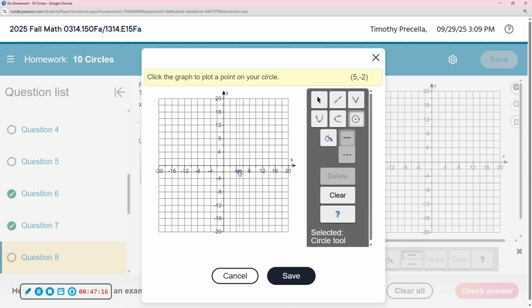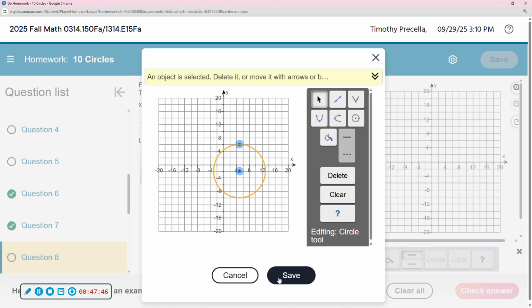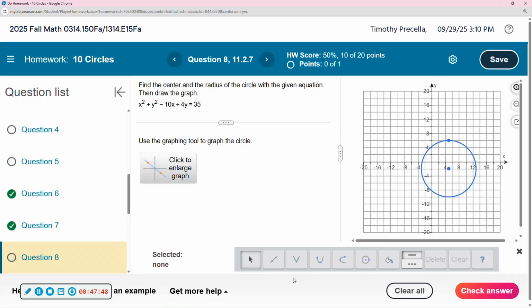Okay, so you label the center, and now you need to plot another point. The radius is 8. I'm just going up by 2s. 2, 4, 6, 8. So I was at negative 2 on the y-axis. Negative 2 plus 8. Notice we're now at 5, 6. That's it. Click it. Save it. And check.